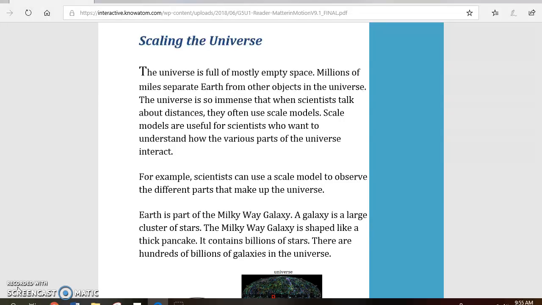Earth is part of the Milky Way galaxy. A galaxy is a large cluster of stars. The Milky Way galaxy is shaped like a thick pancake. It contains billions of stars. There are hundreds of billions of galaxies in the universe.